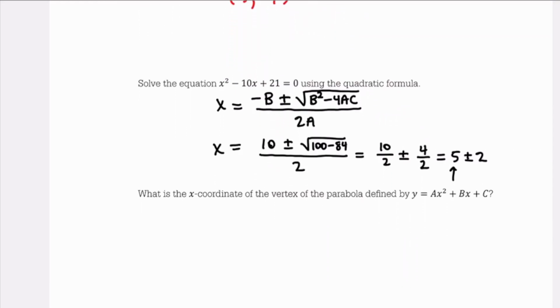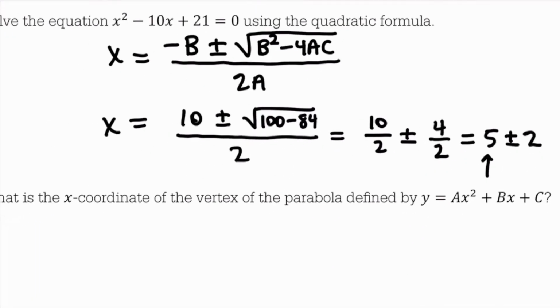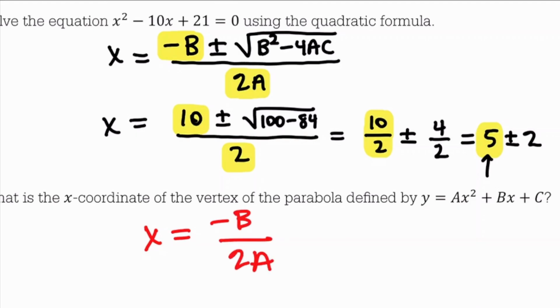So if we backtracked, what got us that 5? It was the 10 over 2, right? And that 10 over 2 came from the 10 here and the 2 there, which was the negative b and the 2a from the quadratic formula. So what we're going to say is that the x-coordinate of the vertex of any parabola defined by y equals ax squared plus bx plus c is going to be x equals negative b divided by 2a. And that's really why negative b over 2a is the formula.